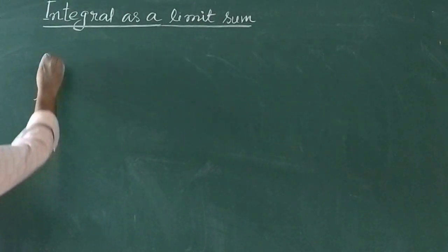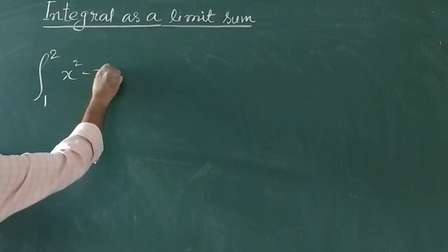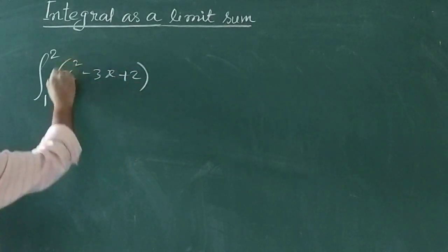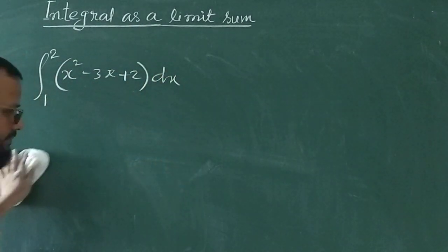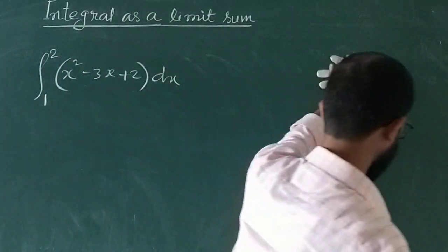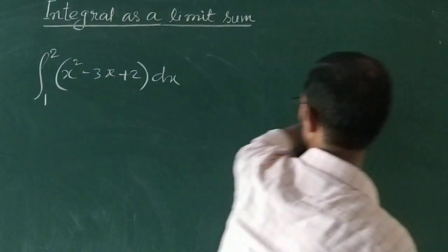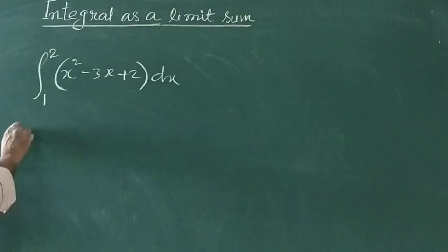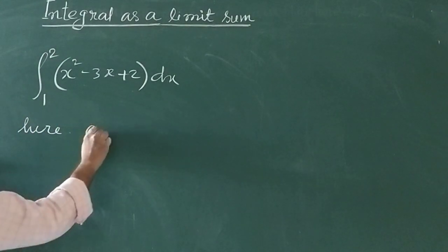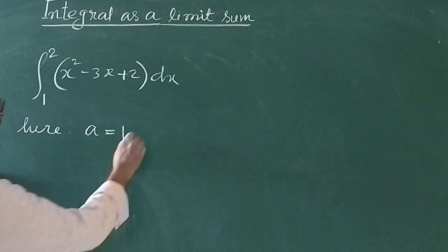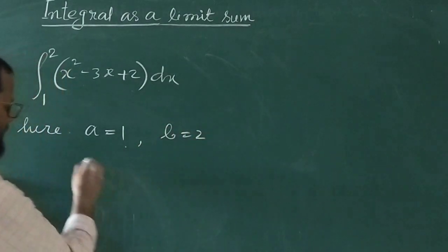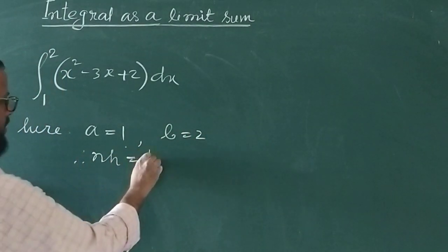you have to evaluate the integral from 1 to 2 of x square minus 3x plus 2 dx. This is the integral you are going to do. Okay, so here, I am in a hurry to complete. Here a equal to 1, b equal to what? 2, such that what is your nh? nh is equal to what?